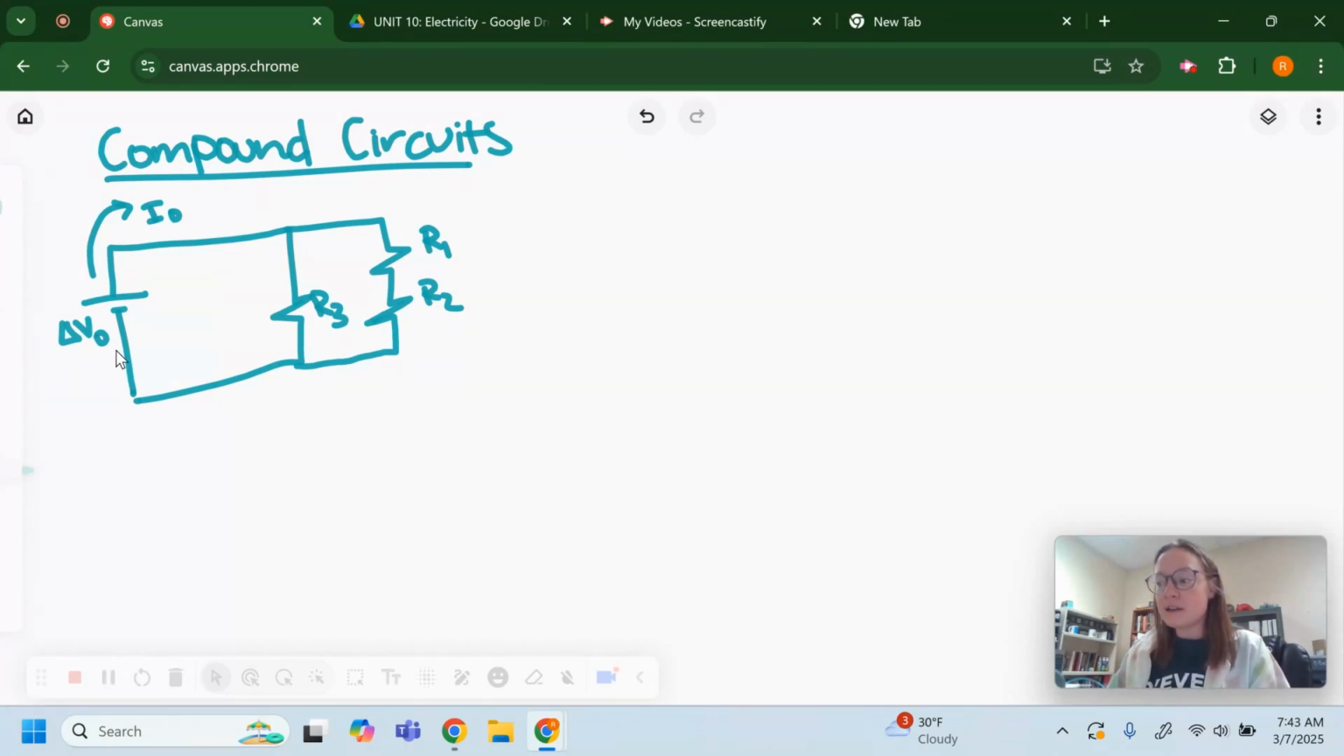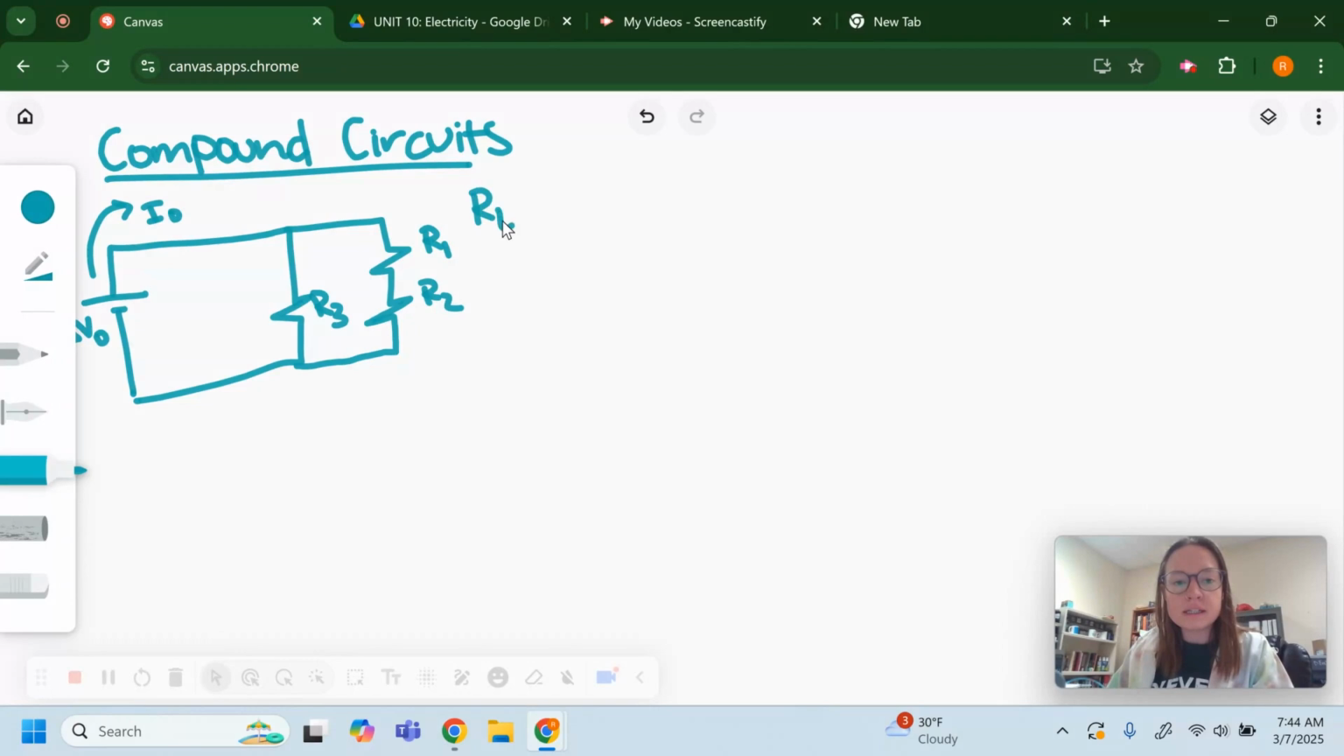The first thing that we can do is find what we call equivalent resistance, and that will unlock the key to solving any other part of this circuit. When we find the equivalent resistance, we're looking for the total resistance of the whole circuit. I told you last time that equivalent resistance is basically the same thing as finding the total resistance.